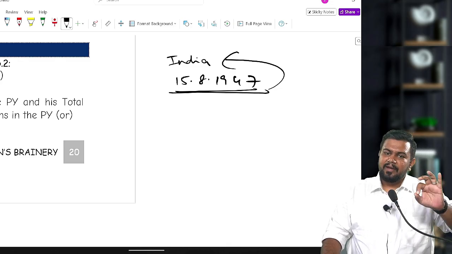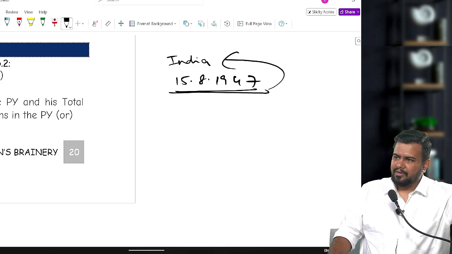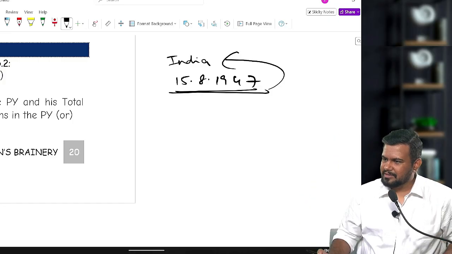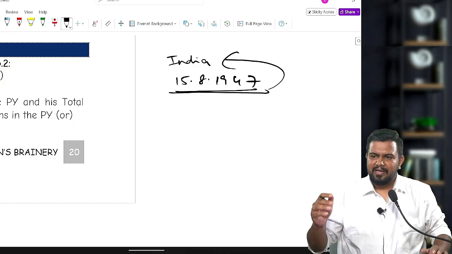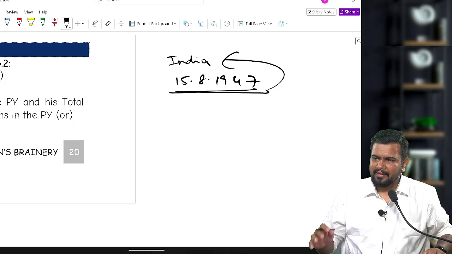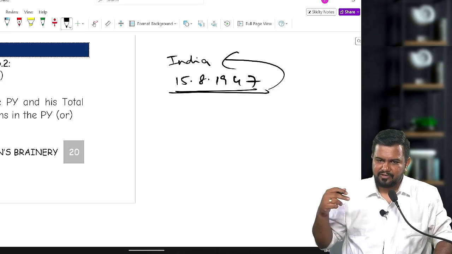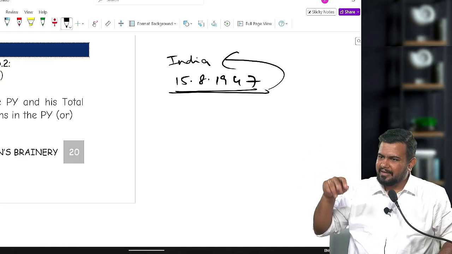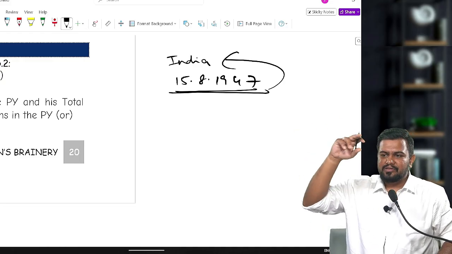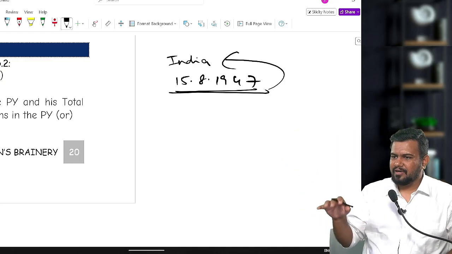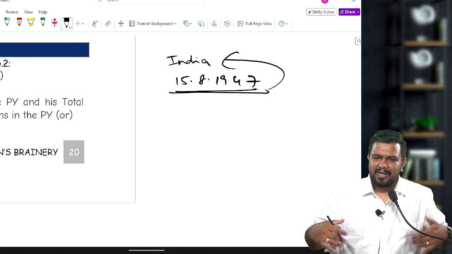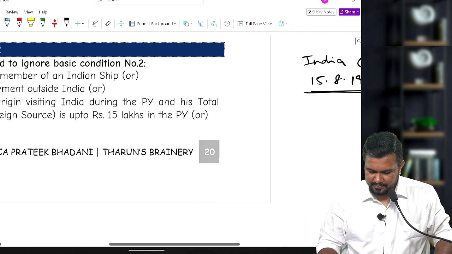Because they should be born in undivided India. புரியுதா உங்களுக்கு? Divided India illa, undivided India. Then only the PIO concept will apply. So if I am born in India, I am not born in undivided India, so for me the condition is not satisfied. My parents and grandparents were also not born in undivided India, so hence I am not a person of Indian origin. But I am an Indian citizen. That is different.